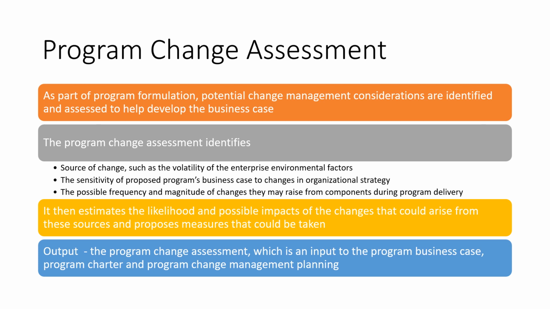You can assess and document these anticipated changes. If these changes come to me externally from an environmental factor, or from organization strategy, how are we going to react, and how are we going to look at the program operations? Then we estimate the likelihood and possible impacts of the changes. We identify the changes that might happen, estimate their likelihood and possible impact, and propose the measures that could be taken from these sources. So this is all about the program change assessment.